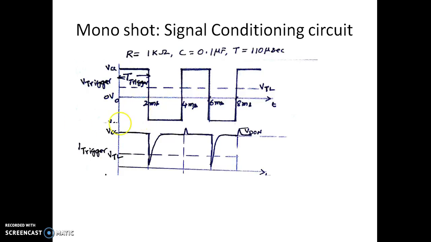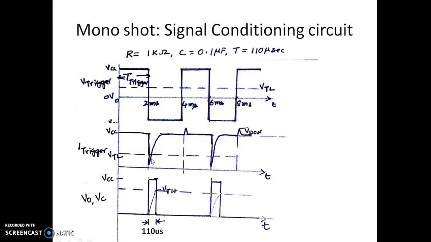Now we need to obtain a trigger signal of something like this manner, so that we have the trigger signal going less than VTL for a very short period. Once we are able to get such a trigger signal from this square wave, then it is possible to get the desired output. Now we will certainly get a desired output something like this, because it has initiated the trigger signal and it has gone back to VCC. Now the output is at VCC for only 110 microseconds.